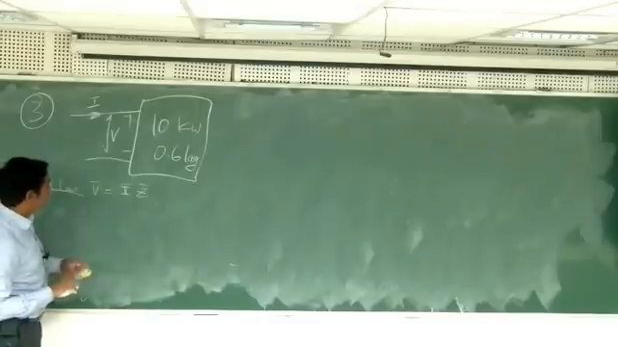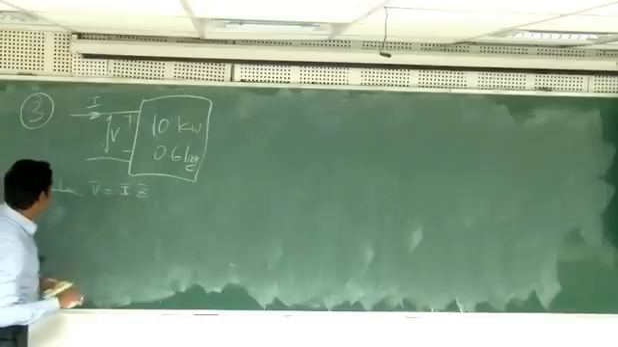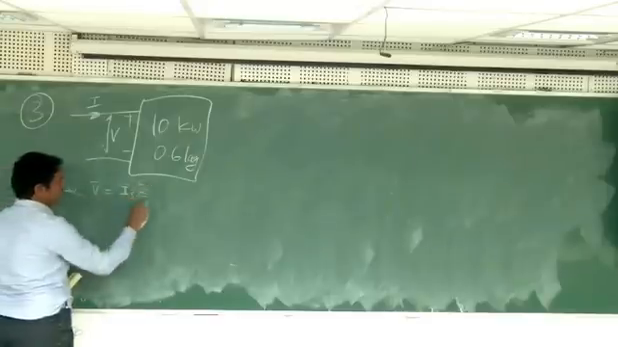Now V is complex, I is complex, and Z is complex. You look at this Z. What is Z?